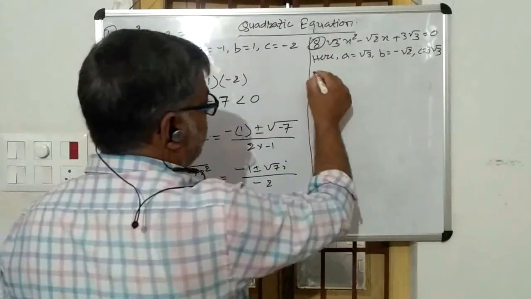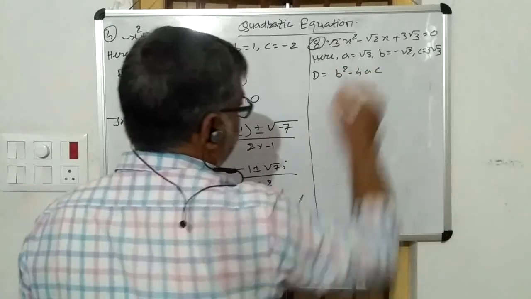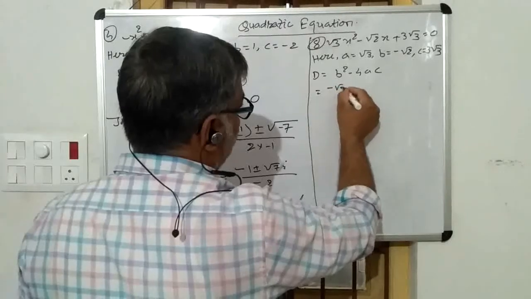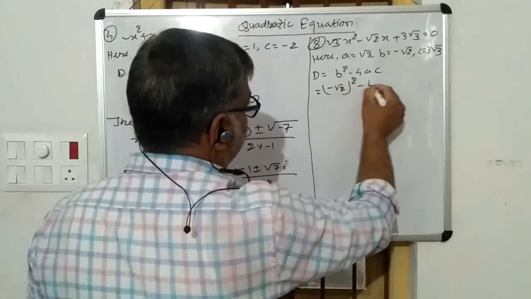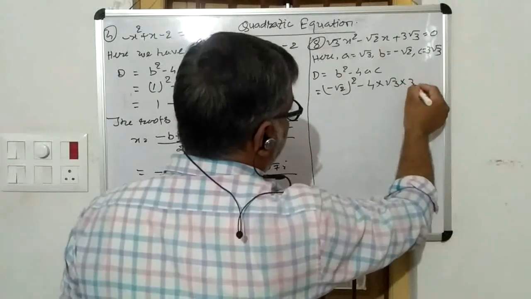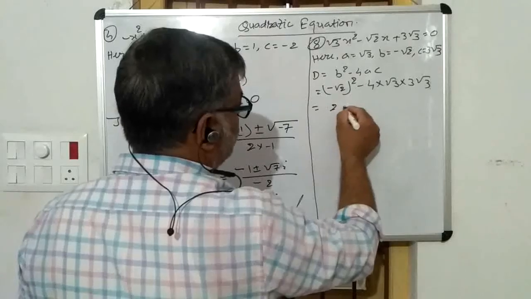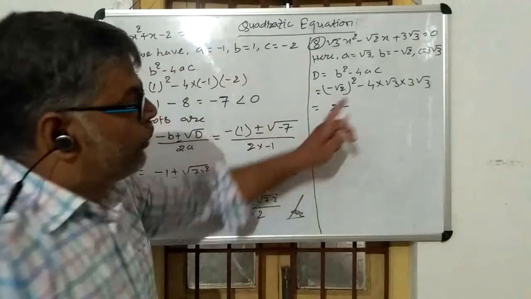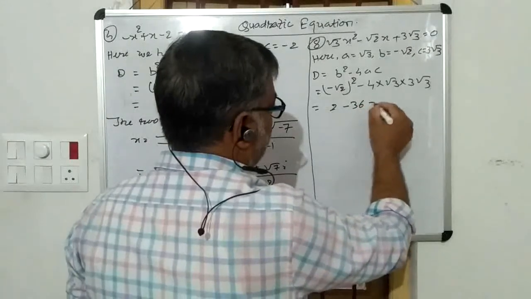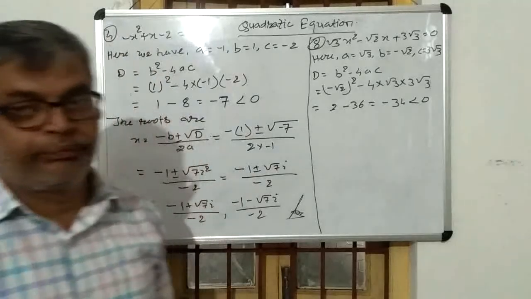Now you find the D equals to b square minus 4ac, that is D equals to minus root 2 whole square minus 4 into root 3 into 3 root 3. So it will be 2 minus 4 3 is 12, 12 3 is 36. That is minus 34, which is less than 0.